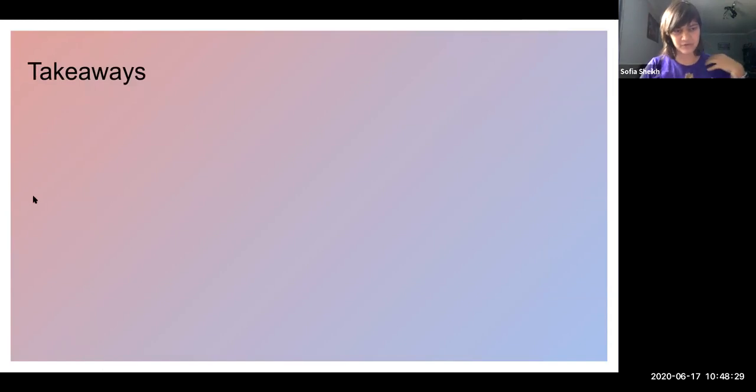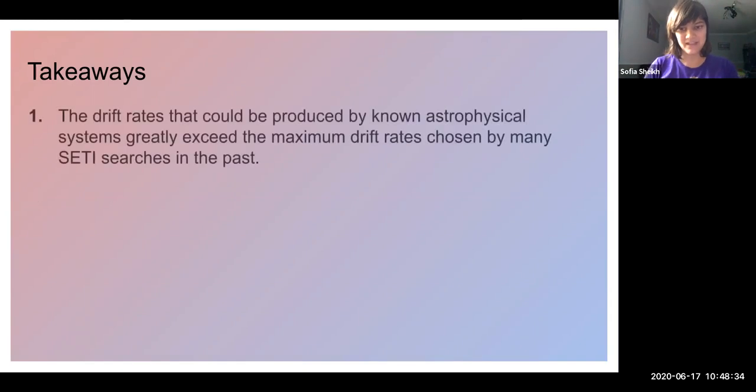All right, so that's what I had. I'm just going to summarize in a couple of takeaways. First of all, the thing that I learned doing this project was that the drift rates that can be produced by known astrophysical systems are way larger than the maximum drift rates that we had been choosing in SETI searches in the past. And that's partially because a lot of people were using that Project Cyclops guideline that was sort of an order of magnitude and not meant to be used again and again, but it just became the number that people went to. And partially because of computational constraints.